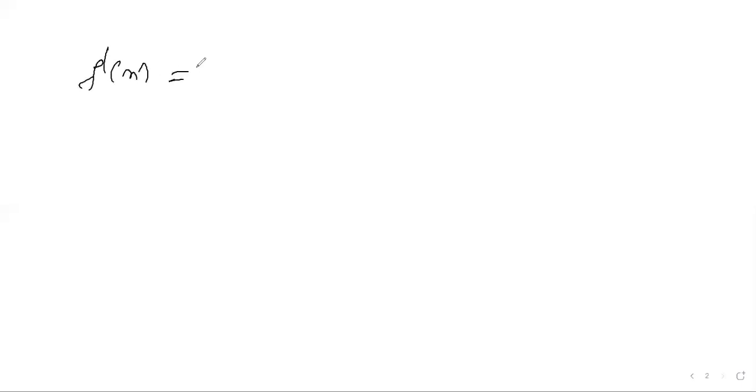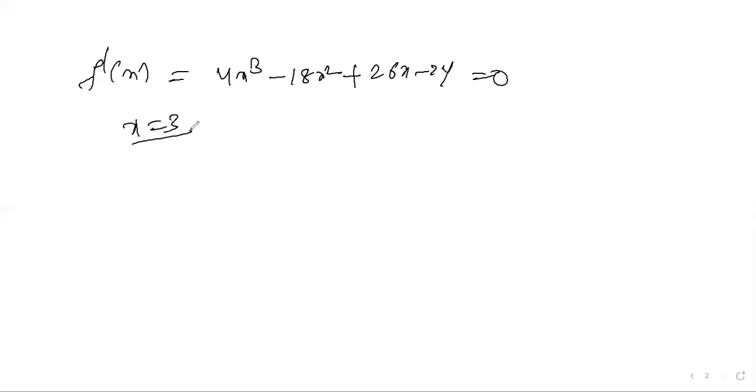What is the question here? F dash of x, 4x cube plus 18x square plus 26x minus 24 equals to 0. Okay, clear? So the thing is simple here. Here you got one answer. What is the answer here? X is equal to 3 you got.